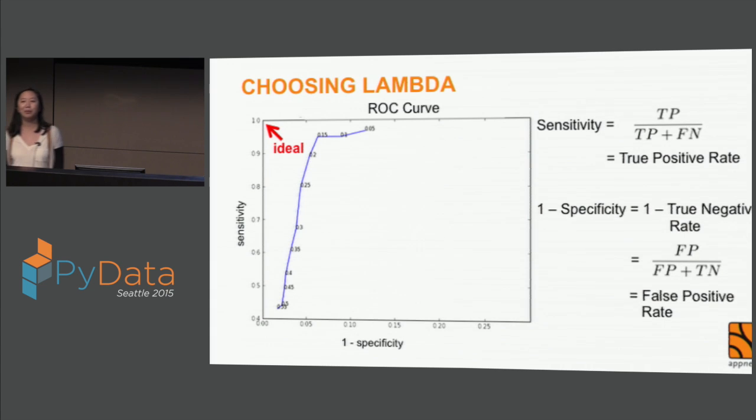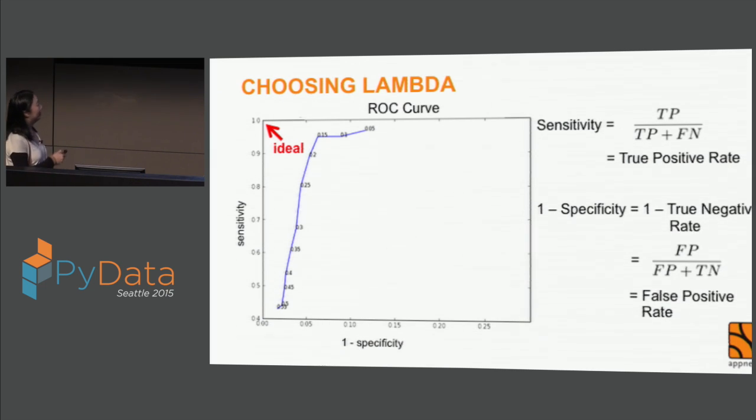Okay, now let's talk about pregnancy tests. If you are taking a pregnancy test, you want to see true positives, but you don't want to see false positives. The same way here, that's what an ROC curve kind of is.